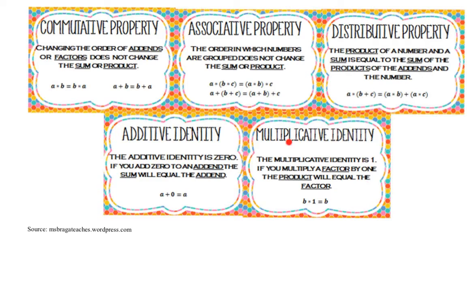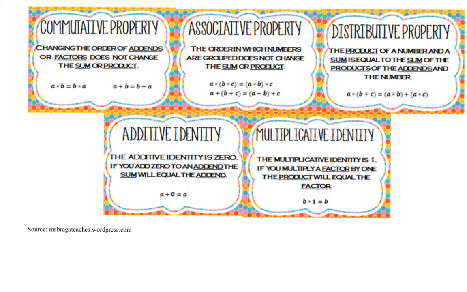And then the identities, the additive identity is when you add 0 to an addend and the sum will equal the addend. So adding 0 doesn't change anything. That's the additive identity. The multiplicative identity is 1. If you multiply a factor by 1, the product will equal the factor. So that's just saying if you multiply by 1, that doesn't change anything. You're still going to end up with the same number that you started with.